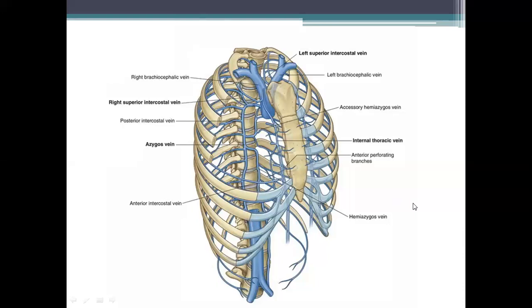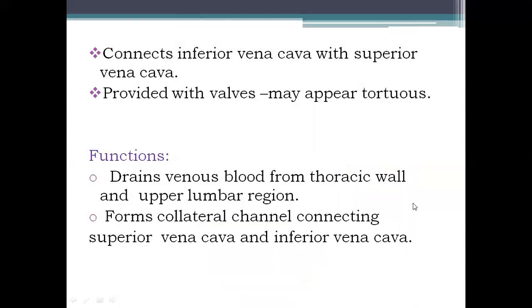Moving on to the next slide. The Azygos vein connects the inferior vena cava and the superior vena cava. It may contain many valves, since it drains the blood from the lower extremities, to prevent backflow. These valves give a tortuous appearance to the Azygos system of veins.